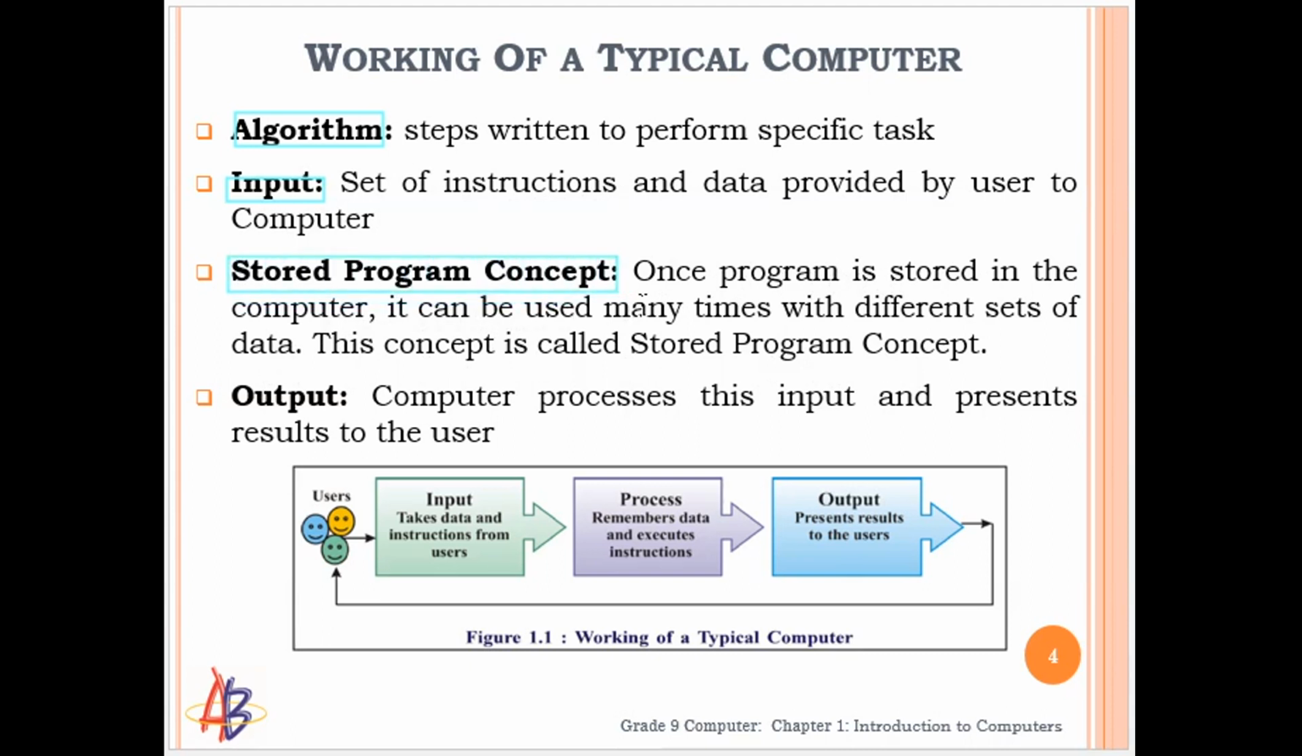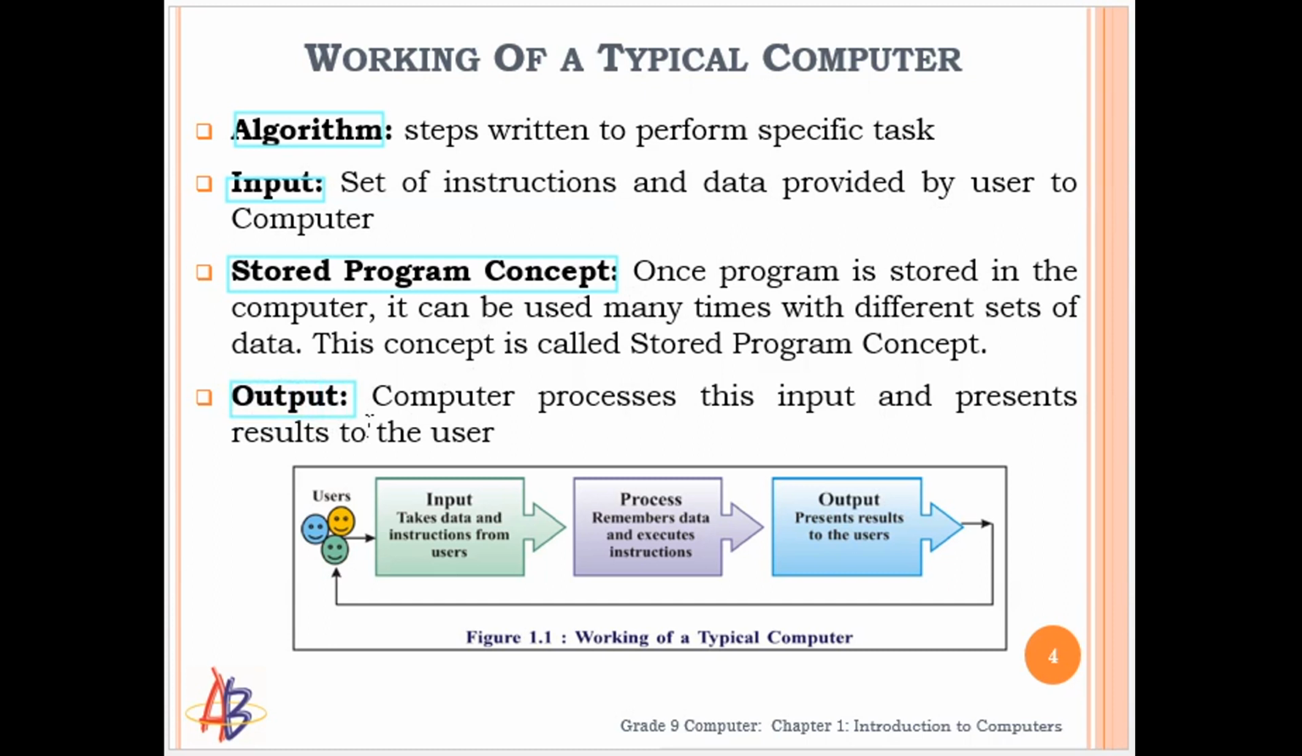For example, if anyone wants to play audio, two things are required. First, the audio is required, and second, the software in which you can play that song is required. So the stored program concept is like installing a VLC media player before playing the audio song. Done. The last thing is output.